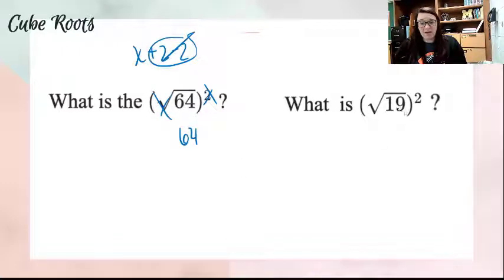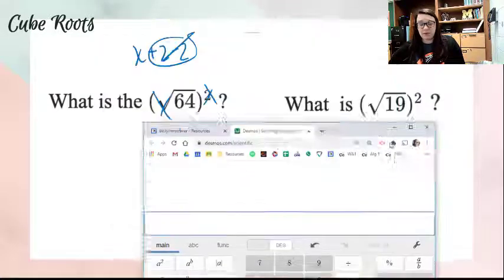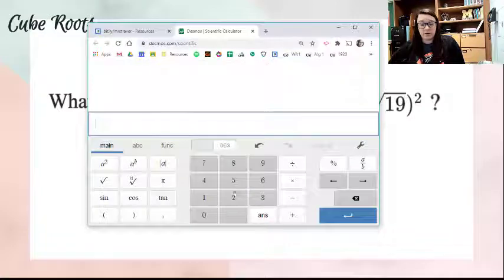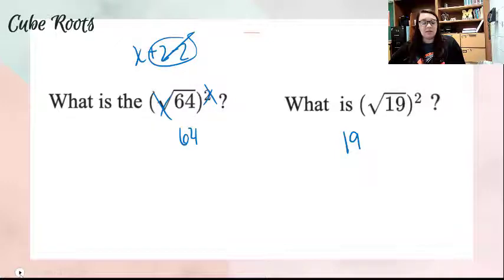Same kind of thing here. What is the square root of 19 squared? Well, the square root of anything and then square it is just itself. Your calculator will tell you the same thing. Let's see what would happen. I want to do the square root of 19 squared. So I've got the square root of 19, and then I'll square it, and it's 19. So it just undid itself, is my point. Let's see what's up next.